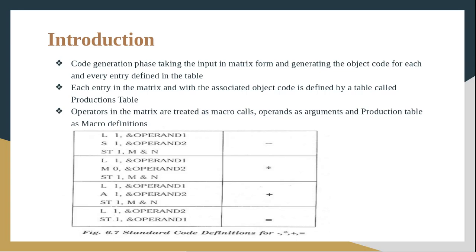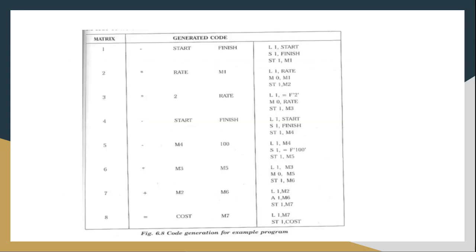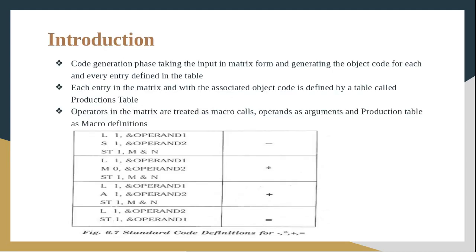So it means what? It will store the result into the matrix entry. Okay, so this is the corresponding object code. The first line is start minus finish, so the operator is minus. Get the object code from the code production table, that is L1 comma &operand1, S1 comma &operand2, ST1 comma M&N.